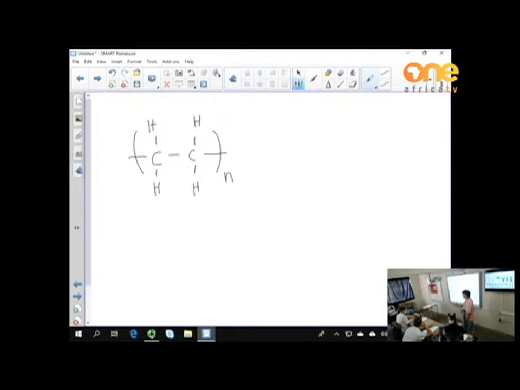If my monomer was this, with four bonds on each carbon and hydrogen, hydrogen, hydrogen, and hydrogen, what would this polymer look like?